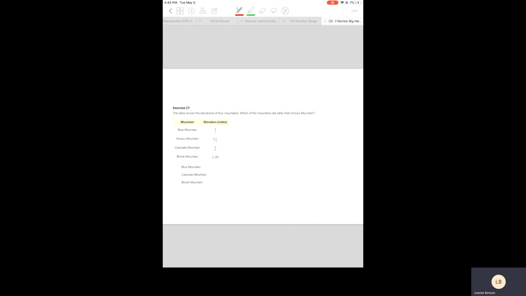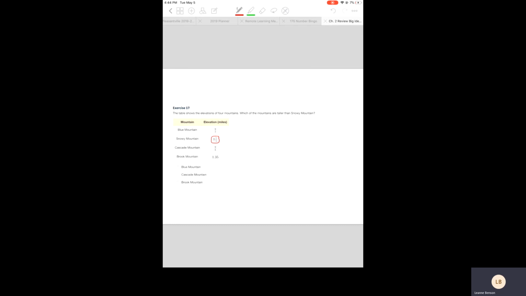Last few questions here. Number 17, the table shows the elevations of 4 mountains. Which of the mountains are taller than Snowy Mountain? So, Snowy Mountain is 1 1/5. We've done questions like this in the past, right? When we have regular numbers, like 1, 3, 8, it's very easy to compare which one's bigger. But if they're in different forms, it makes it a little bit trickier.